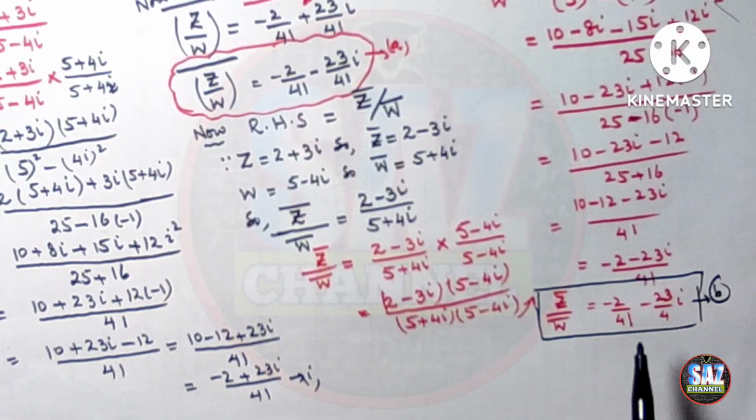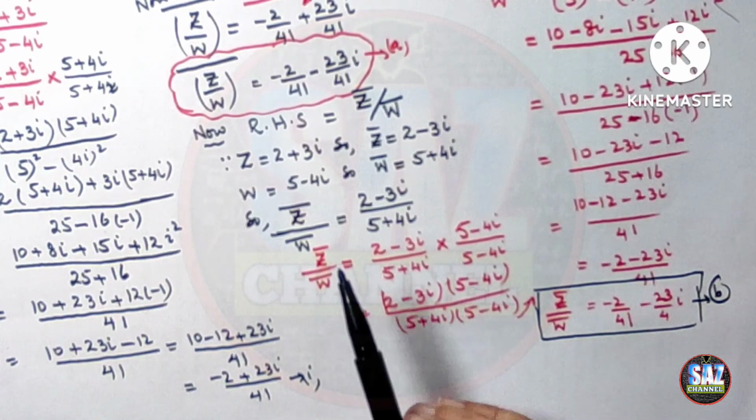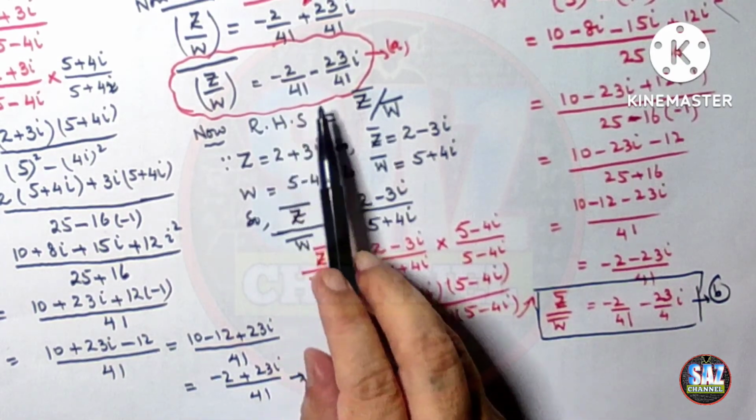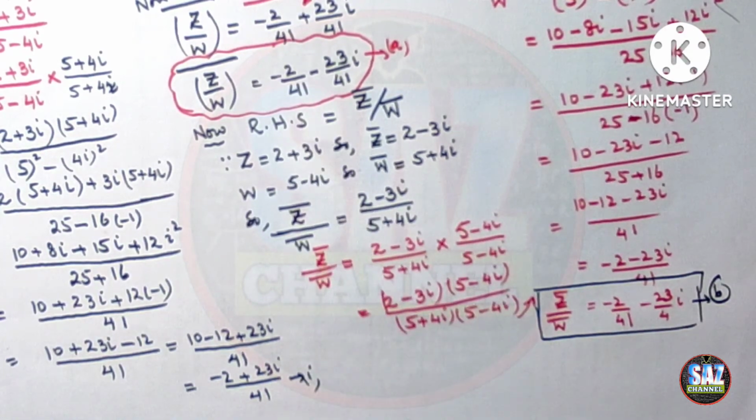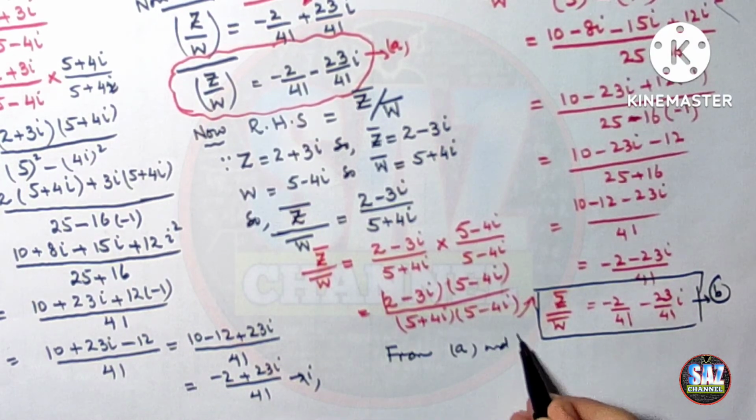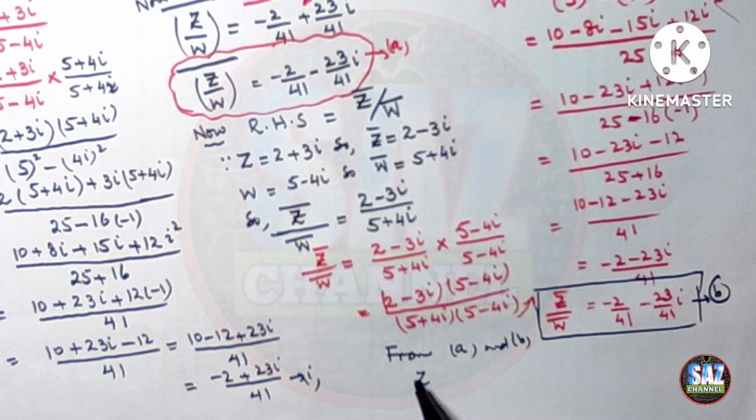Now, do compare A and B. The answer of (Z/W) whole bar is coming minus 2 by 41 minus 23 by 41 iota, and here as well, the answer of the right hand side is coming minus 2 by 41 minus 23 by 41 iota. So, conclusion statement from 1 and 2, or A and B, what can we conclude? That (Z/W) whole bar is equal to Z bar upon W bar.